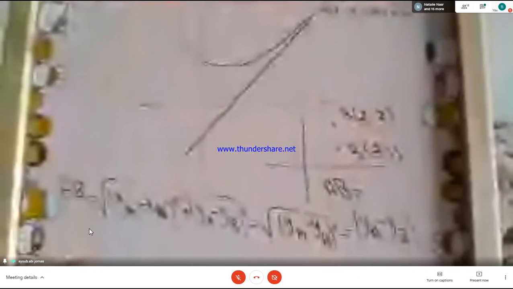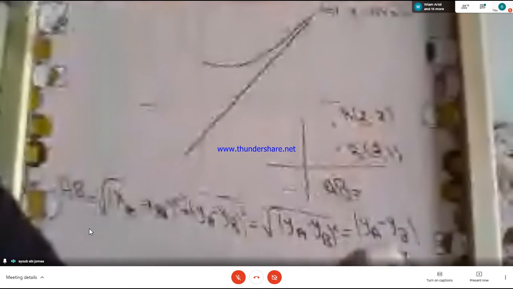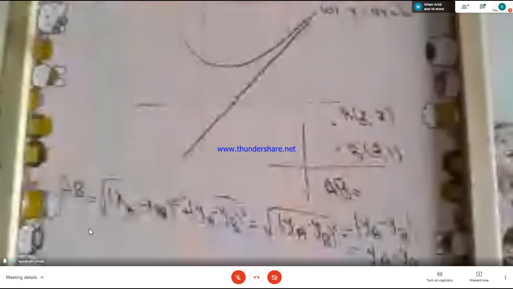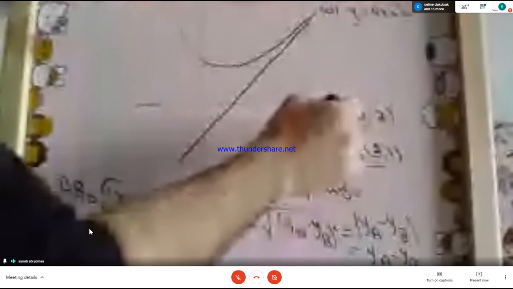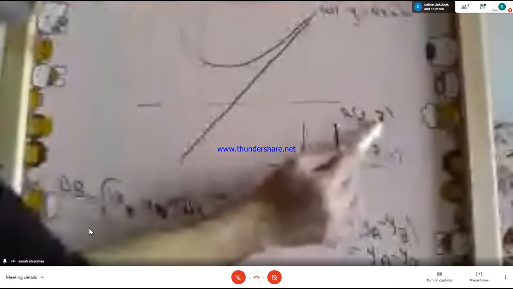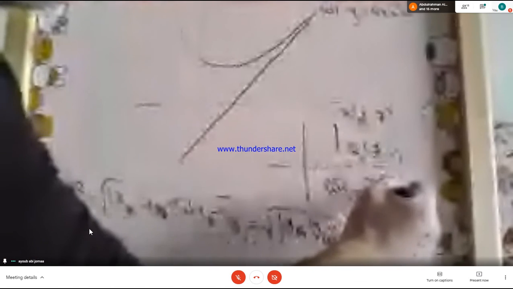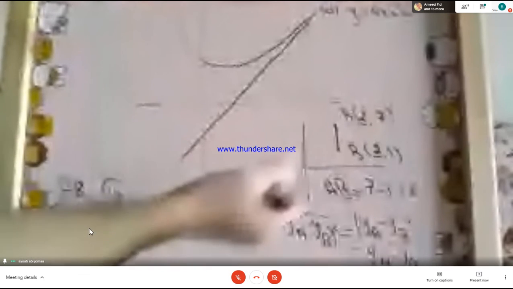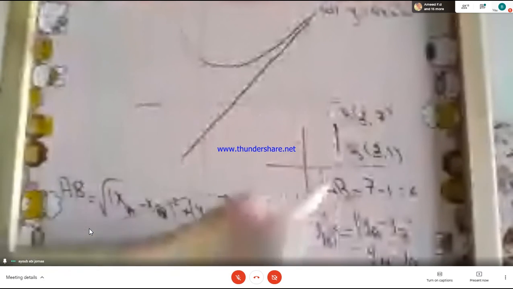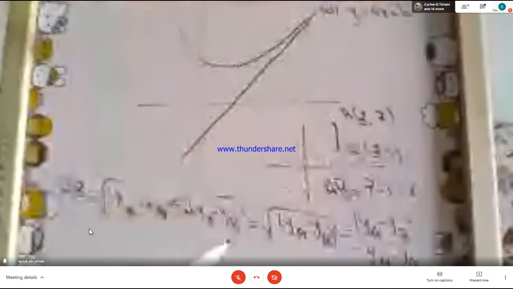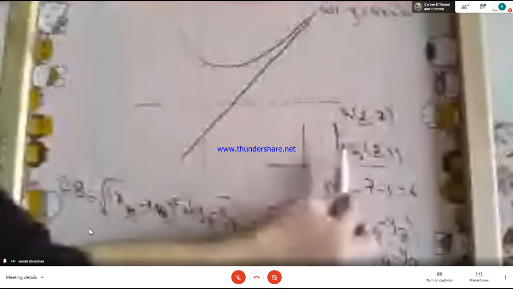Am I right? The radical of a square gives an absolute value. So in case YA is greater than YB, meaning this is a positive number, it gives YA minus YB. In other words, the distance from A to B is just 7 minus 1, which is equal to 6. This is the vertical distance, y of B minus y of A.